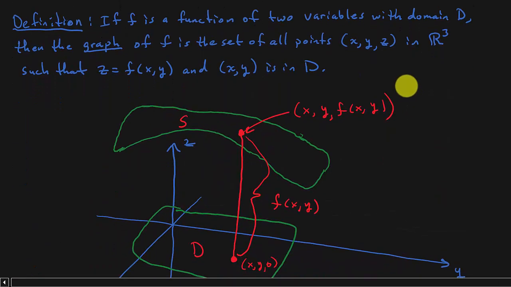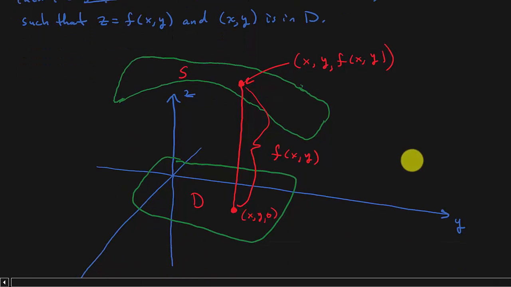Okay, so we got a definition here. All right, so let's see what this thing says. It says if f is a function of two variables with domain D, then the graph of f is the set of all points x, y, z in R3 such that z equals f of xy and xy is in D. All right, so this is my attempt at drawing this picture here. Okay, so we have our surface up here in R3. This right here, this is the domain. Okay, this is in the xy plane.